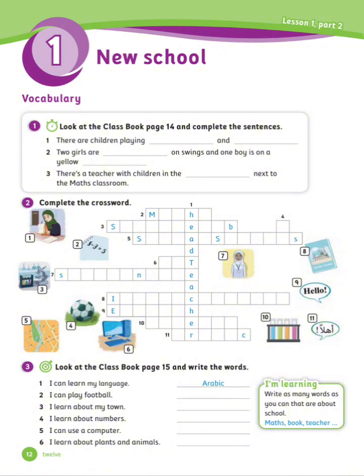Unit 1. New School. Exercise number 1. Look at the class book, page 14, and complete the sentences. Number 1. There are children playing basketball and tennis.